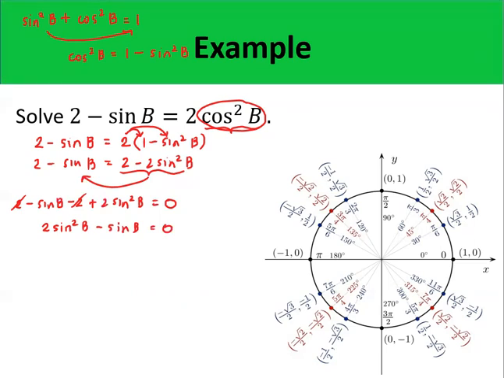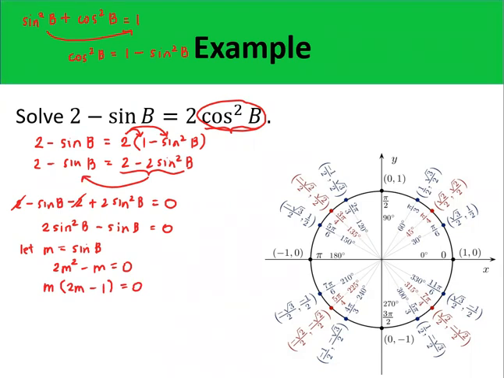Now, this equation is in quadratic form. So we shall use factoring, and we can let a dummy variable m represent sine b. So our equation can now be written as 2m squared minus m equals 0. Factoring this, we can factor out m, and the second factor will be 2m minus 1 equals 0.